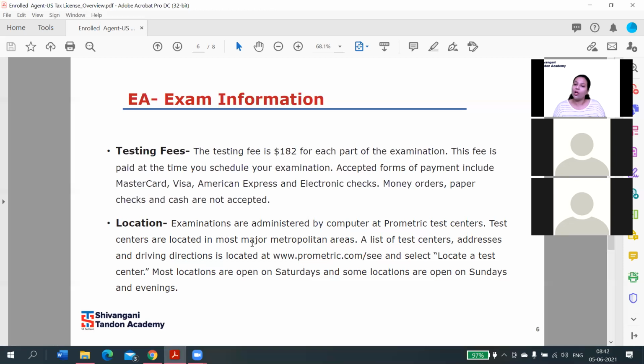Then location for the testing center, you can check on the Prometric. Currently only two locations are open in India, that is Bangalore and Delhi. People from the other locations, I would say book for the exam seat, but do not book your traveling expenses. Traveling tickets and all, do not book it, because we are seeing the condition in India right now. And if COVID comes back with the third wave, we might get the testing window cancelled.